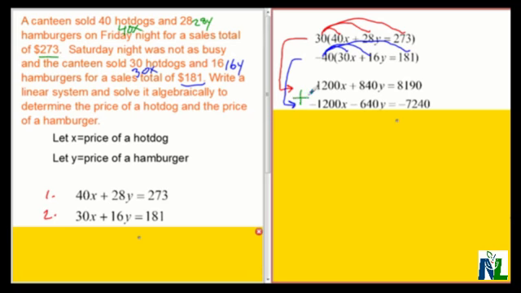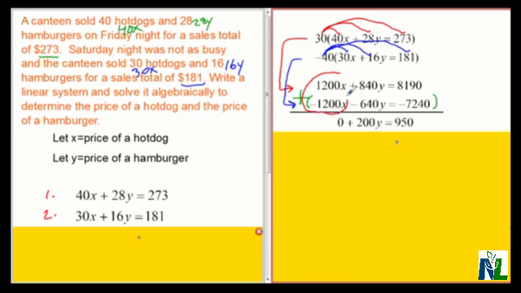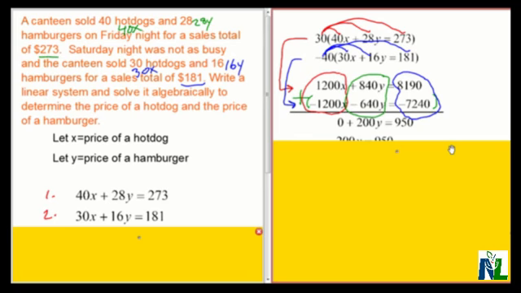Now I'm going to add these two equations. 1200x plus negative 1200x will be 0. 840y plus negative 640y will be 200y. 8,190 plus negative 7,240 will be 950. So I have 0 plus 200y equals 950. 0 plus 200y is just 200y. So I have 200y equals 950.